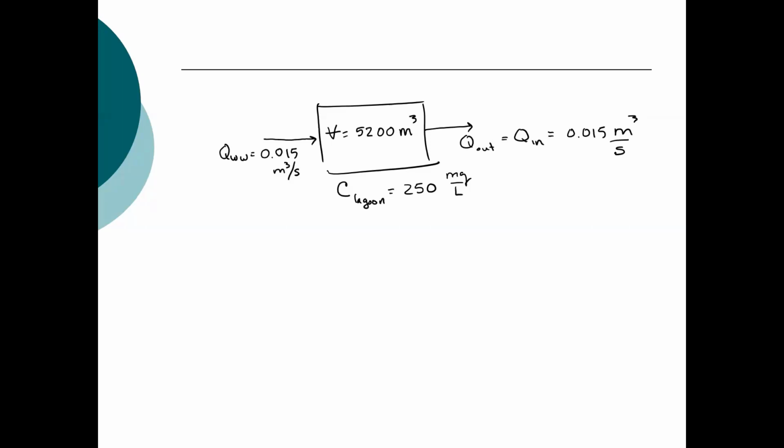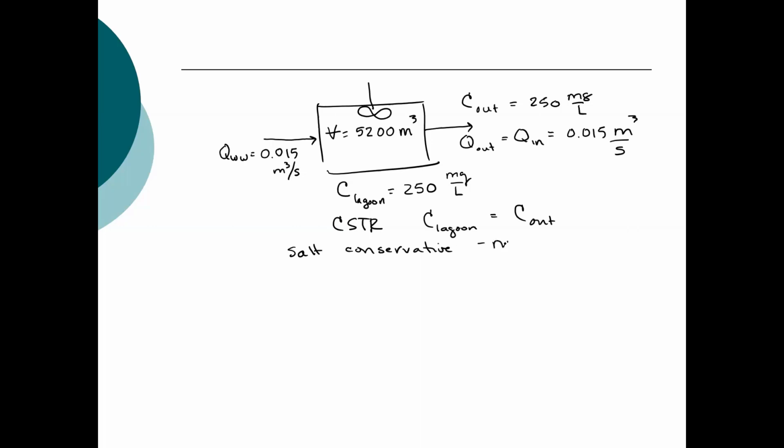Since we have a CSTR, we will assume we have a CSTR, then the concentration in the lagoon is equal to the concentration leaving. So we've got a well-mixed system. We'll assume that there are no dead ends in the system. It's an ideal, completely mixed reactor, so an ideal CSTR. So that means that the concentration leaving is also 250 milligrams per liter. The salt is conservative. There's no decay. Now we want to draw the system boundary, and the system boundary is simply around the lagoon. We don't care about what happens in the rest of the wastewater treatment plant. All we care about is the lagoon.